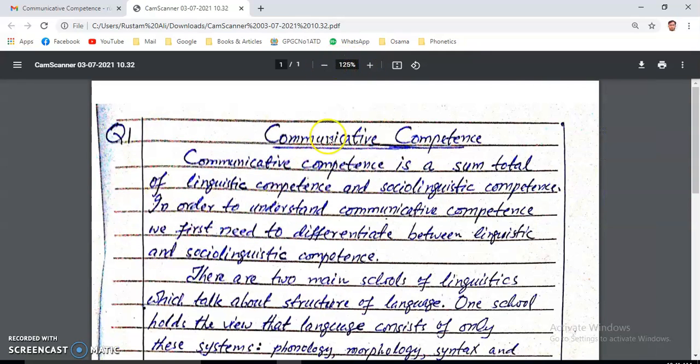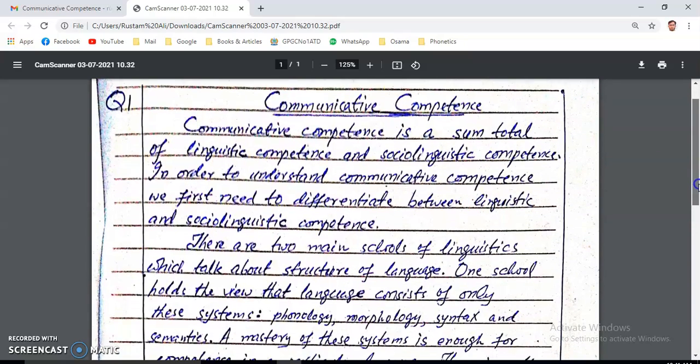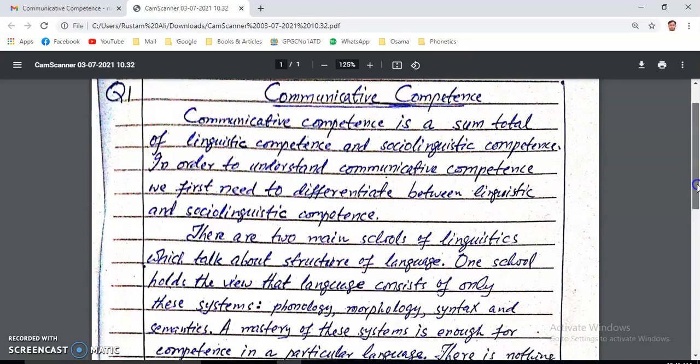So let's see. Communicative competence is the sum total of linguistic competence and sociolinguistic competence. Here I have mentioned linguistic competence and sociolinguistic competence. So your answer must start from the main heading. Okay, in order to understand communicative competence, we first need to differentiate between linguistic and sociolinguistic competence. So the first paragraph sets the tone of the essay.